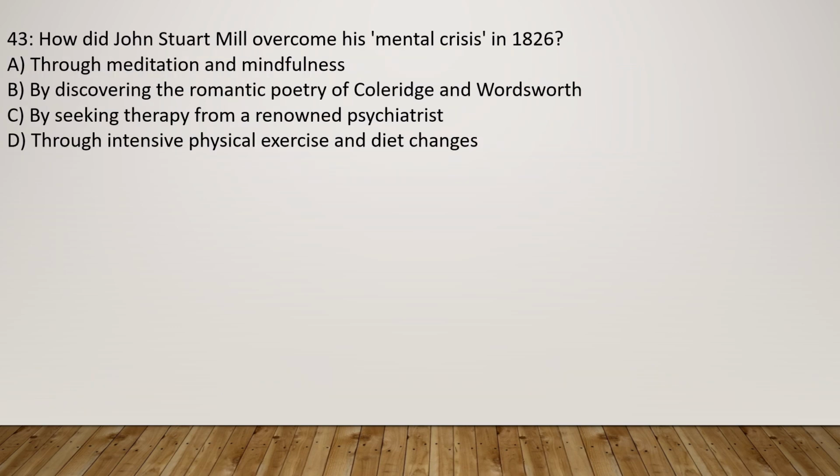How did John Stuart Mill overcome his mental crisis in 1826? This is also one of the most important questions often asked in exam. It was solved by discovering the romantic poetry of Coleridge and Wordsworth. Option B.